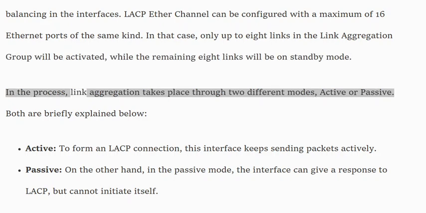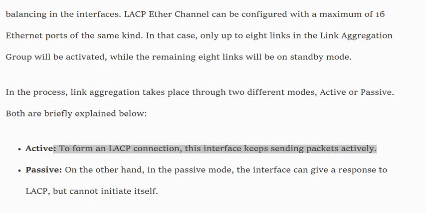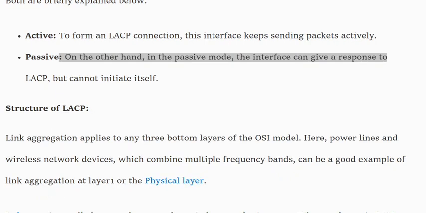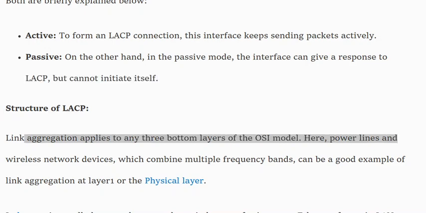In the process, link aggregation takes place through two different modes, active or passive. Both are briefly explained below. Active. To form an LACP connection, this interface keeps sending packets actively. Passive, on the other hand. In the passive mode, the interface can give a response to LACP but cannot initiate itself.